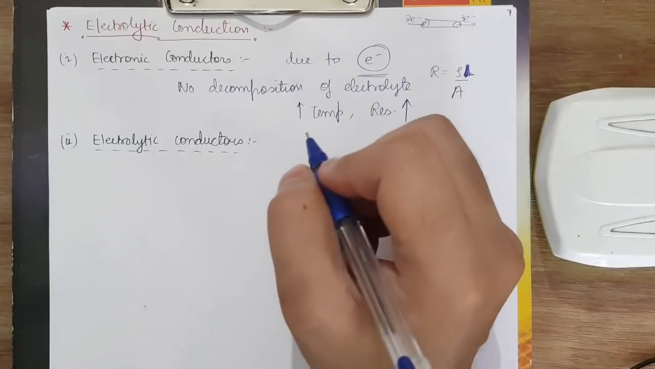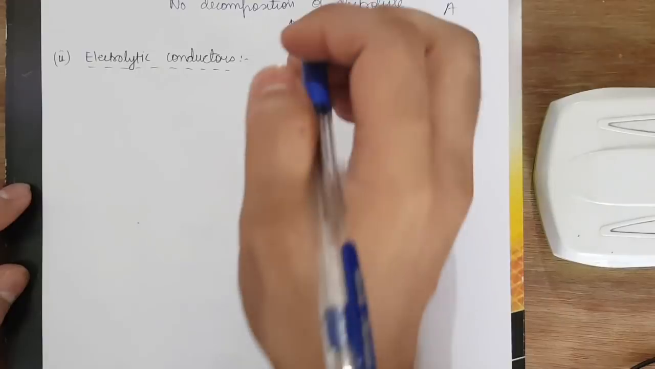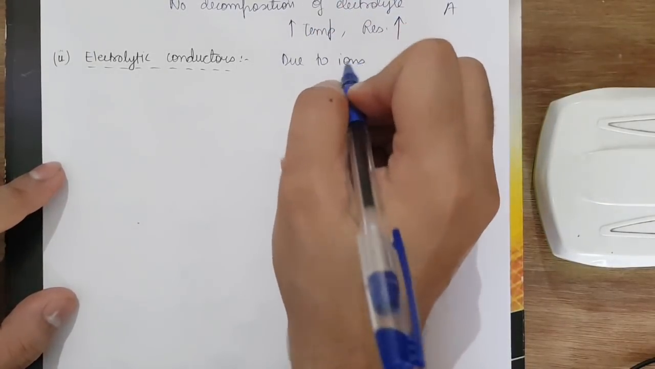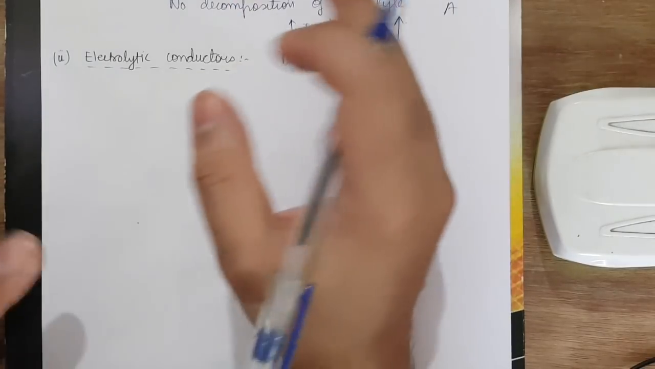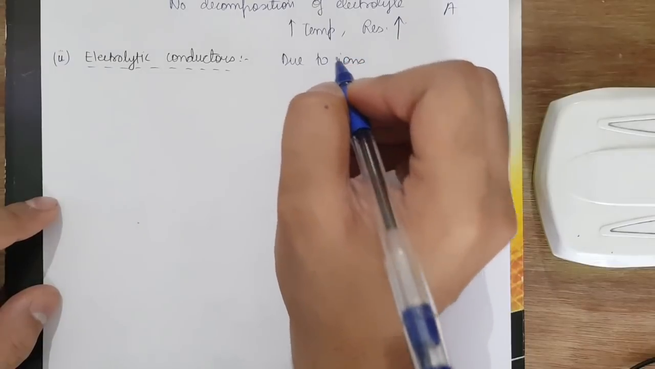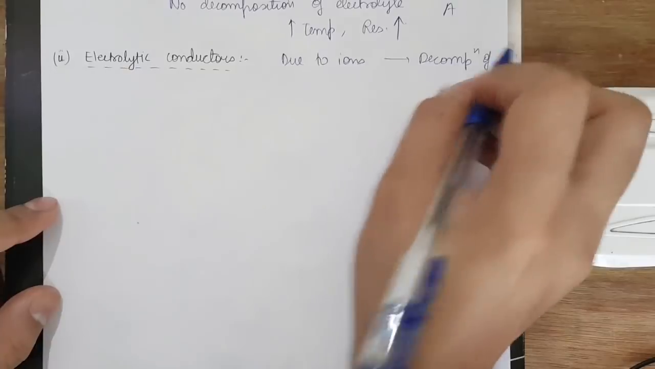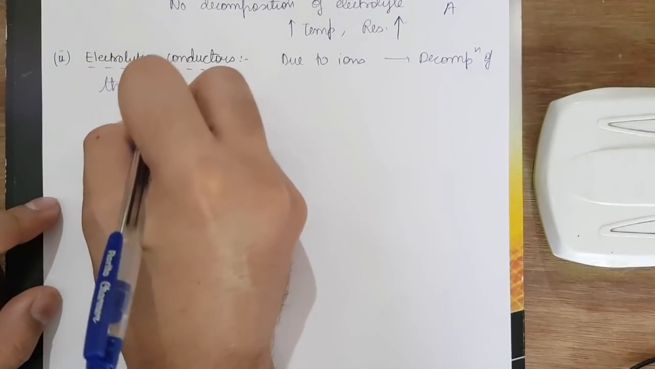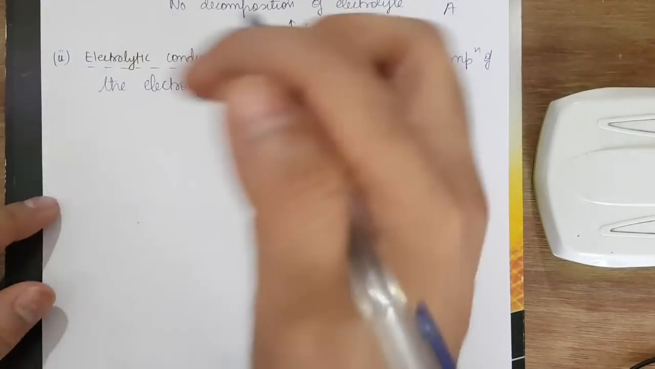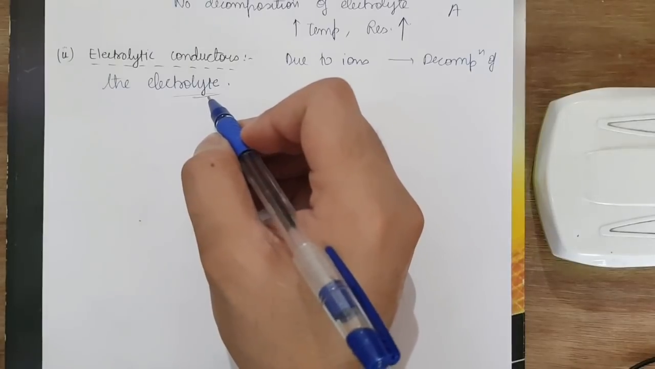Now the electrolytic conductors, which are of importance for electrochemistry here, are the ones where the conduction is due to ions, as you studied in Ionic Equilibrium also, and the combination of these two chapters. When the current is passed, there is decomposition of the electrolyte. How will there be the decomposition of electrolyte? Just now we read Faraday's laws of electrolysis, that there is a decomposition of electrolyte. That is why that law exists.